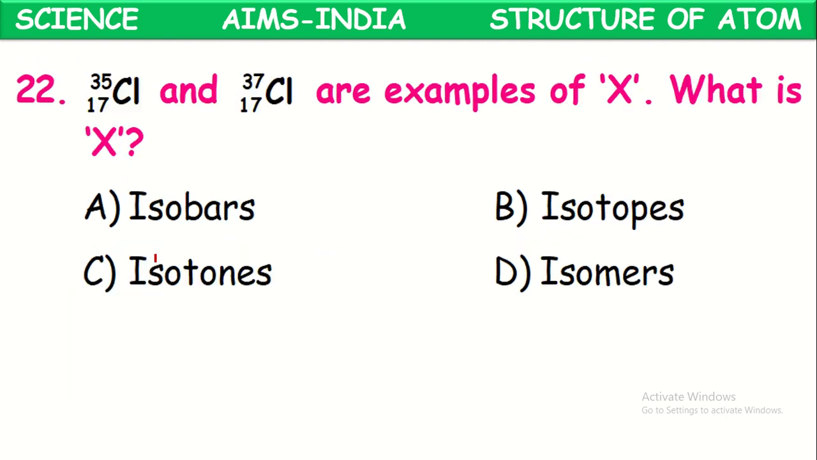Next, chlorine 35 and chlorine 37 are examples of X. So what is X here? We know these two have the same atomic number but different mass numbers. So the atoms of an element with the same atomic number but different mass numbers are called isotopes. X is representing isotopes.